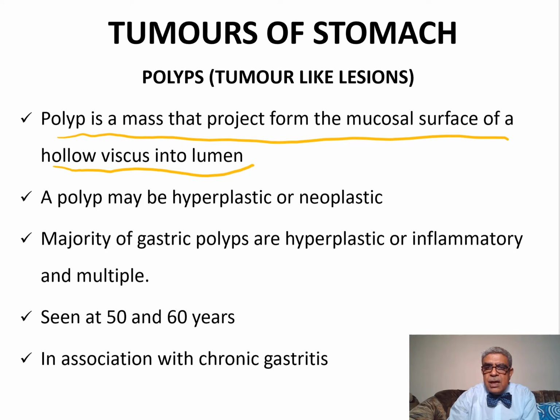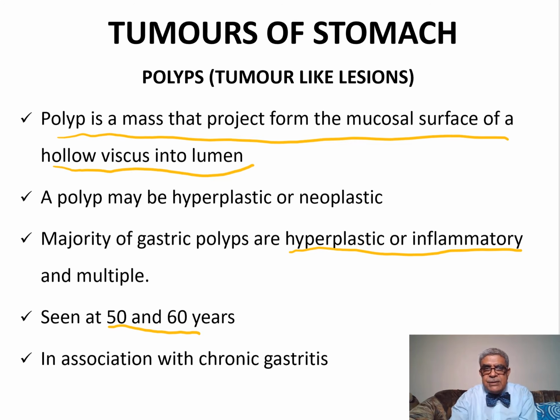The majority of the gastric polyps are hyperplastic and inflammatory, and they are multiple. They are seen around the age of 50 to 60 years, and they are found in association with chronic gastritis. Now this chronic gastritis initiates the injury, which leads to reactive hyperplasia, and growth of the polyp takes place.